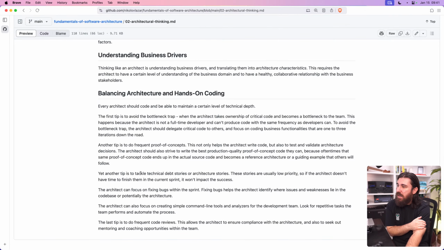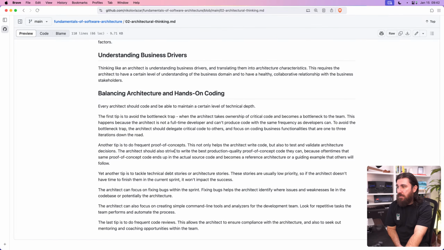Another tip is to tackle technical debt stories or architecture stories. These are usually low priority, so if the architect doesn't have time to finish them, it's not the end of the world. It's not going to impact the success of the product. We're talking about technical debt, which usually involves refactoring code, cleaning up, just refactoring.